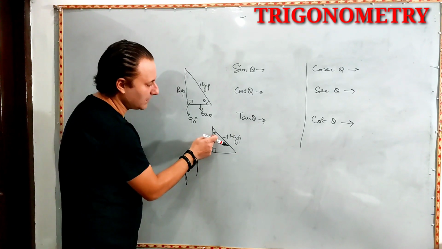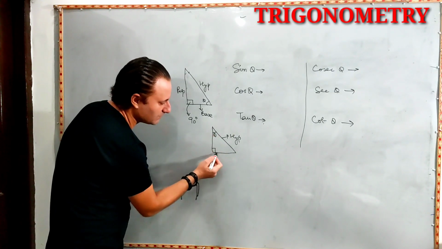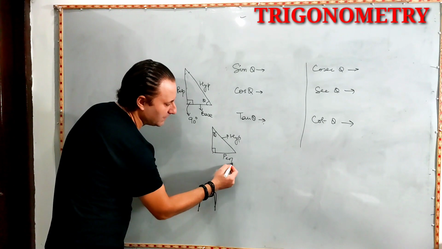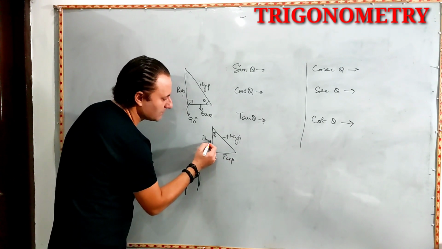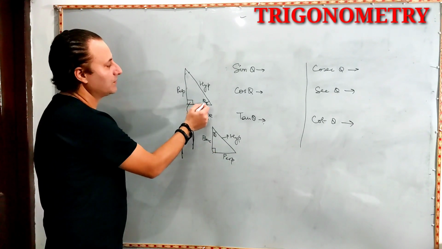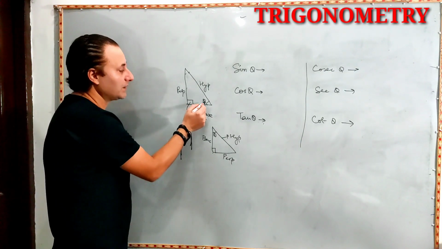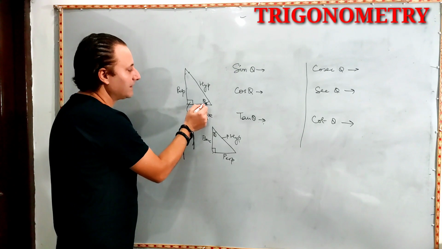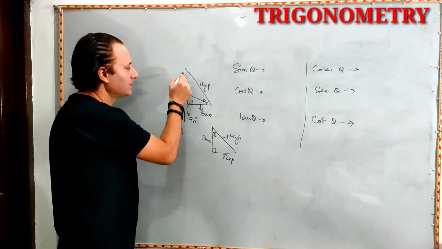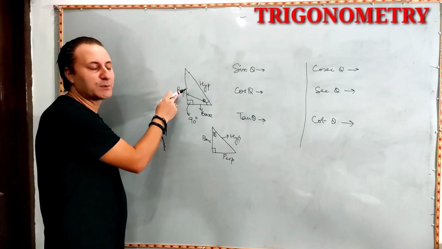So what is in front of theta? We have this particular line, this becomes perpendicular, and this is base. You need to remember that the place of the theta is a very important thing. If the theta is here, this angle, what is in front of this angle? This particular line, so this becomes perpendicular.